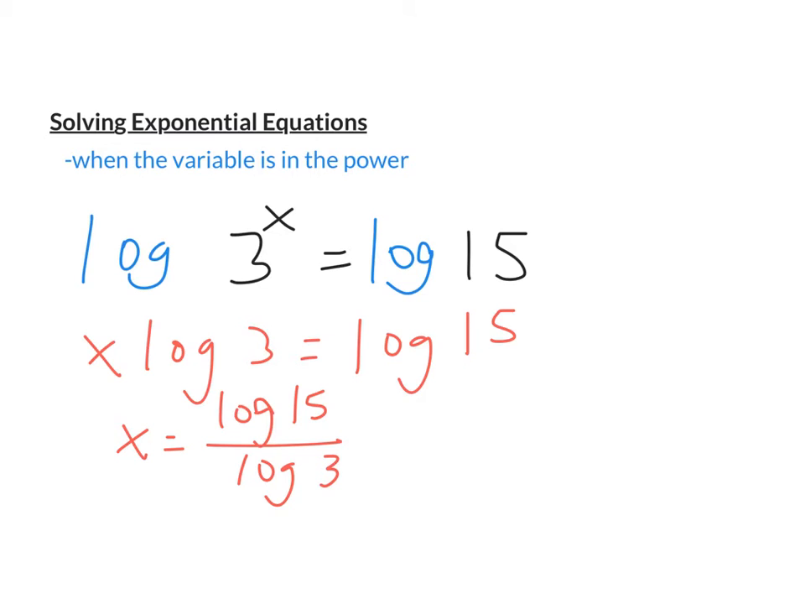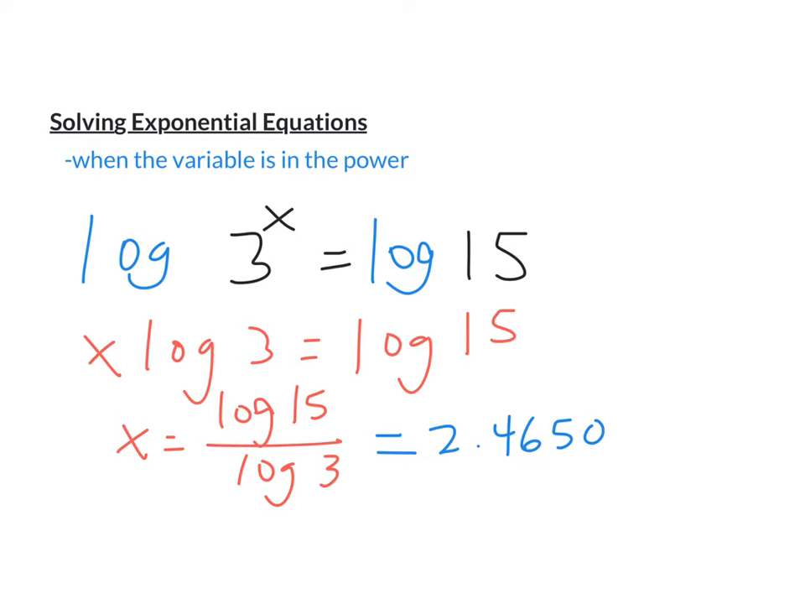Log 15 divided by log 3. Do that, and don't estimate until the end. Use your calculator and let it use all the digits of log 15 and all the digits of log 3, and then round. Don't round this and then round this. Plug this in your calculator and round at the end. So here's what you should have got.